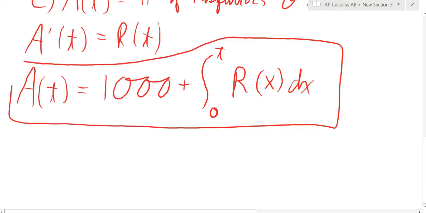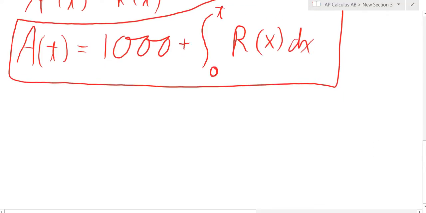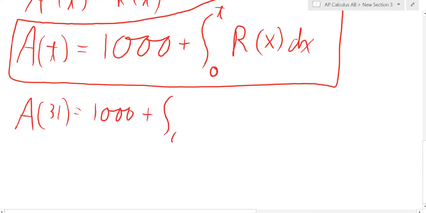Okay? So that right there is an expression. Now I can find the number of mosquitoes at any time, as long as I just do that. Now we can't integrate r by hand, but the calculator can. So we're going to let the calculator do all the heavy lifting here. But all we need to find is what's A of 31. And because I'm going to put this exactly in my calculator, I'm going to write it out.